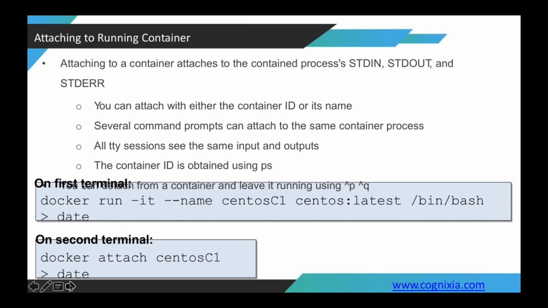But the first way is the appropriate way to connect to a container, because if you attach to a container and you kill the parent process or PID1, then the container is going to stop. So always use docker run -it, the first command that we are having.